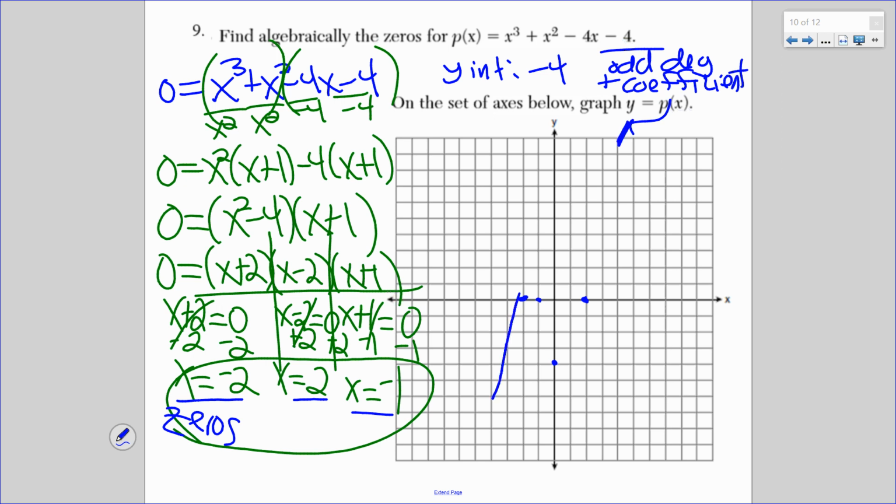It's going to pass through. It's got to turn around at a certain point. It's got to pass through. It's got to turn around at a certain point. It's got to pass through. And it's going to look something like that. Again, this is just a sketch. I don't need to find the actual local mins and local maxes. That's it. What else do I got?